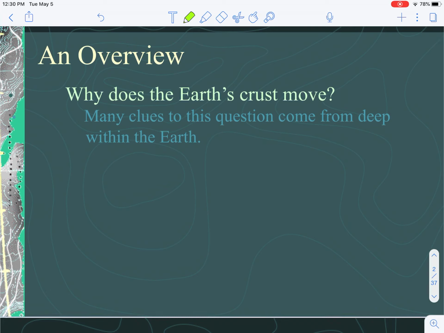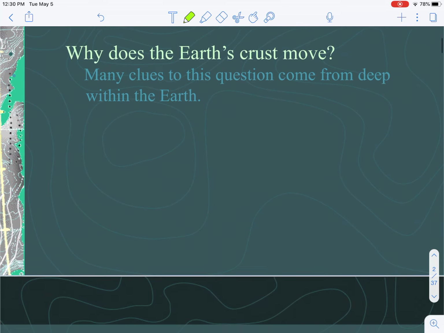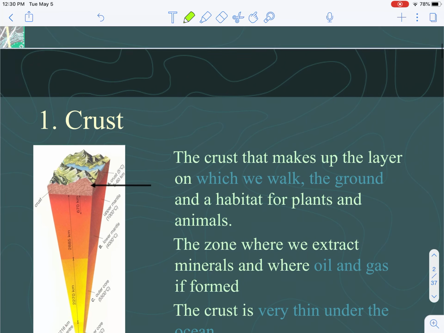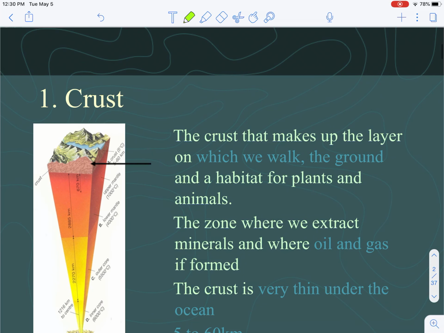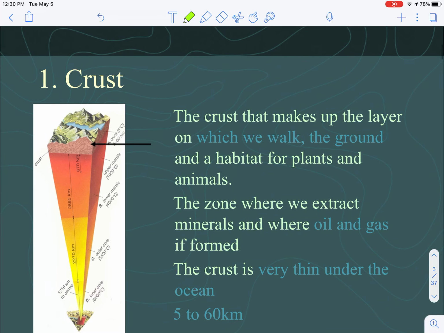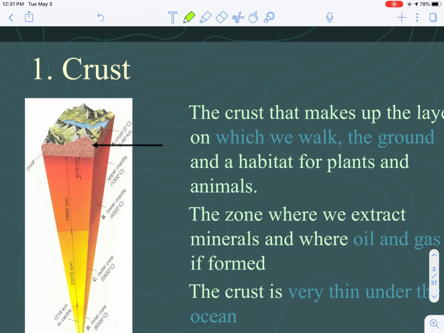Okay, Science 7. Today, topic 4, the moving crust on our planet. So, we know that if we look at what our crust is composed of, we can understand the theory of plate tectonics and the idea that our crust is moving.